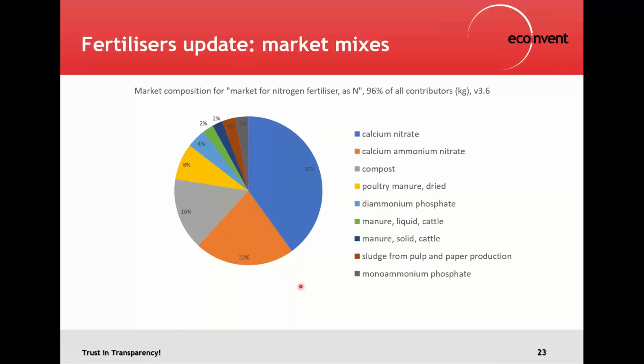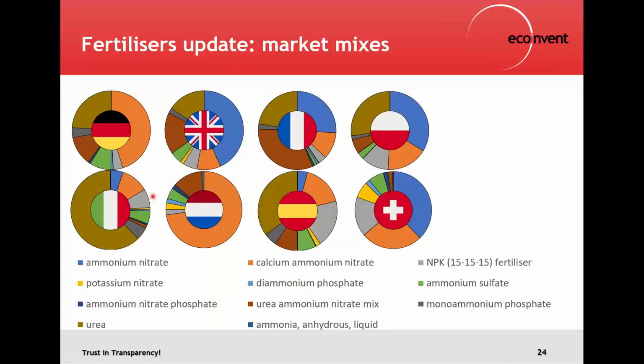Also, the market was global. It only offered a single market composition for all. And third, the generic market was not containing all the chemicals that can be used as nutrient in crop production. Now, if we move to 3.7 and we look here, we are showing you some European markets.